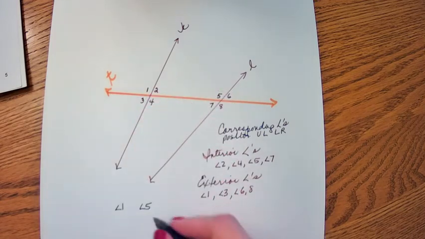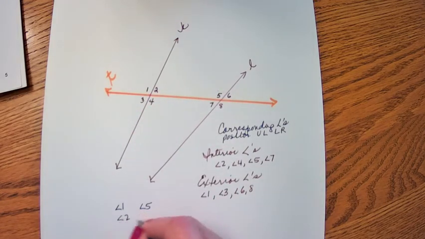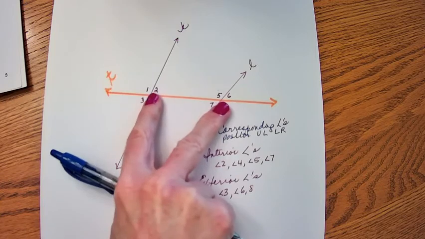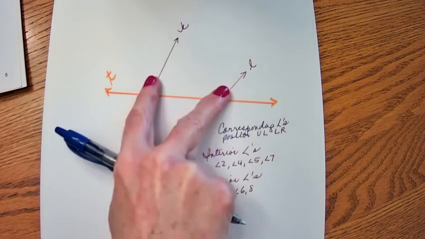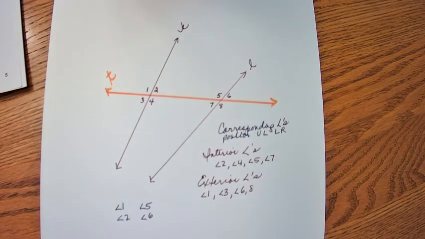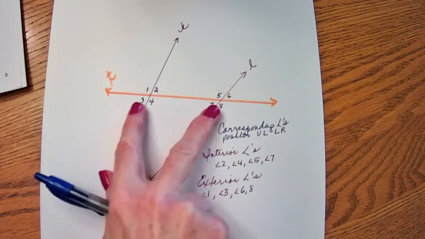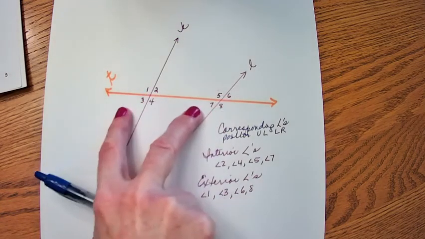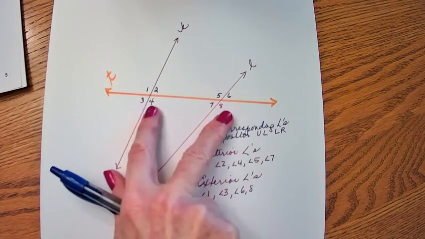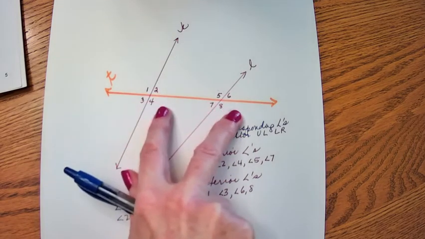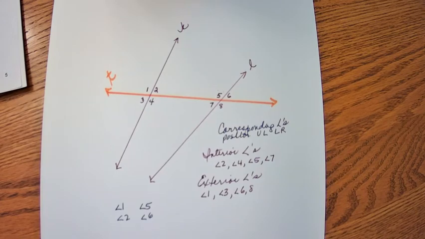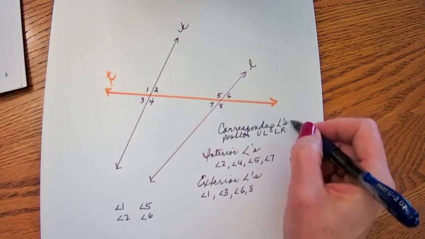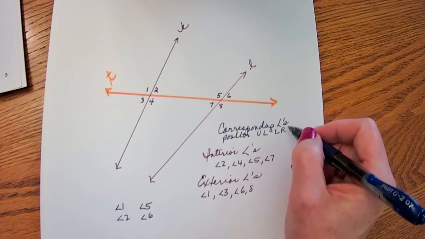Similarly, we could say angle 2 and angle 6 are corresponding angles because they are both in the upper right position. And hopefully you get the idea. Angles 3 and 7 would be corresponding because they're both in the lower left, and angles 4 and 8 are corresponding because they're lower to the right. So angles might be related to each other as corresponding angles.